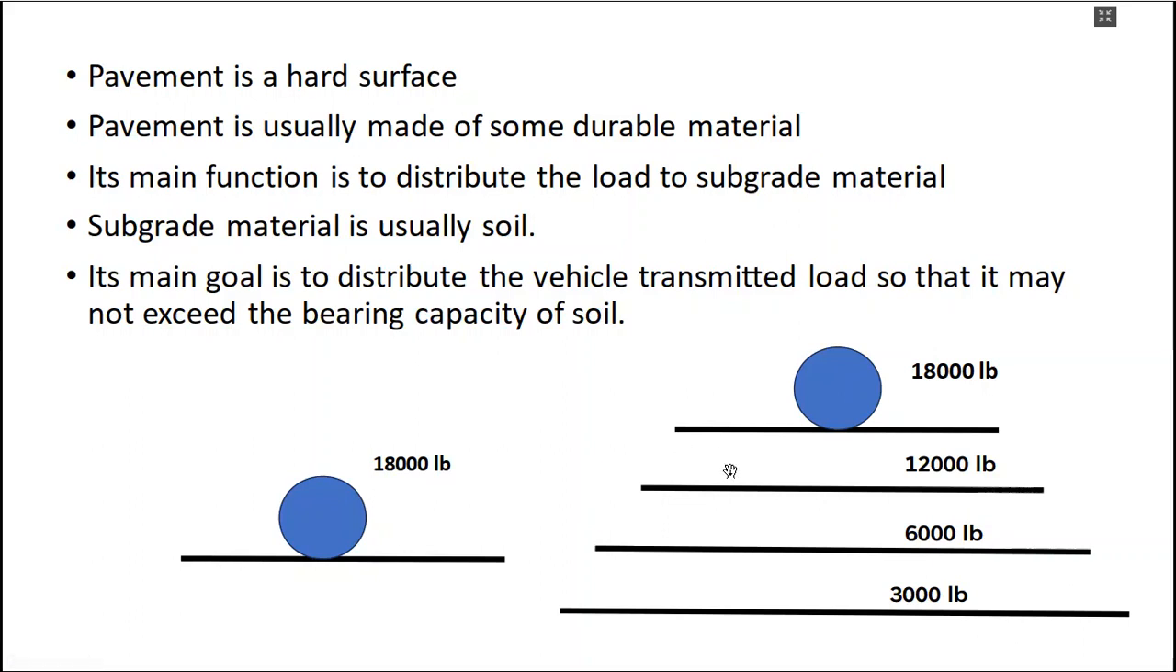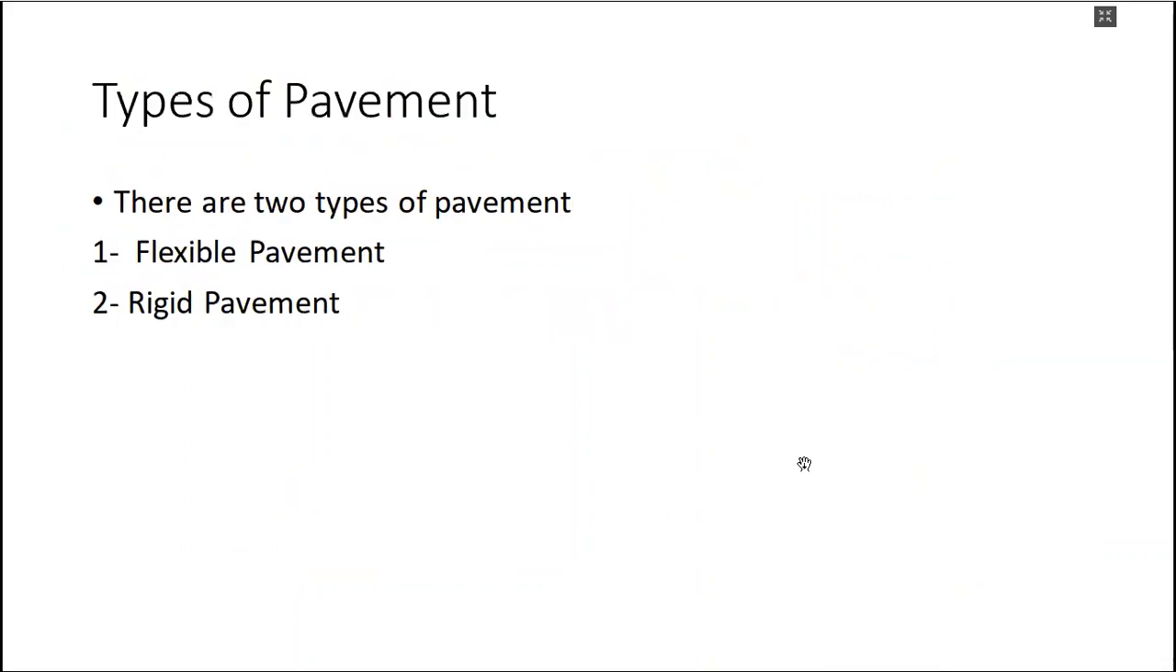So in order to transfer or distribute the load, we generally provide layers. Like in this figure, you can see we generally provide three or four layers so that the load can be distributed along each layer, and the minimum load can be transferred to the subgrade or subsoil material in order to prevent it from failure. So what are the different types of pavement?